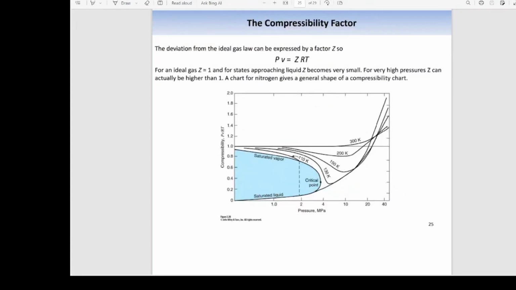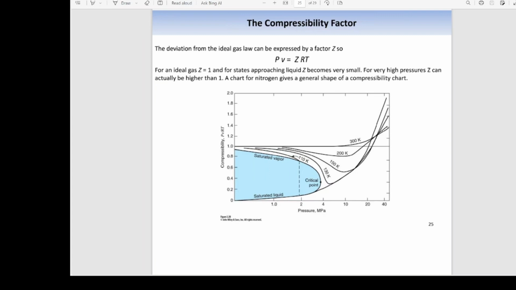Now we'll introduce the compressibility factor. It's really a quantitative measure of deviation from the ideal gas law, and it's defined this way: pressure times specific volume equals Z, the compressibility factor, times R times temperature.